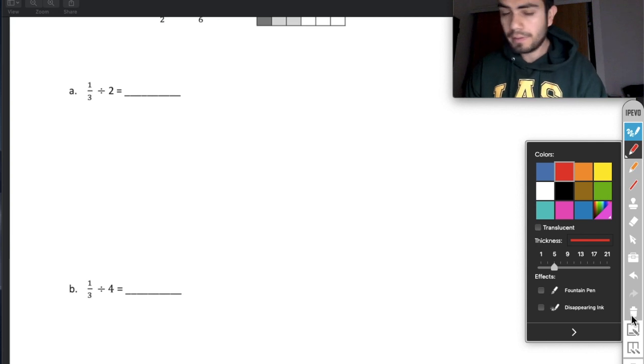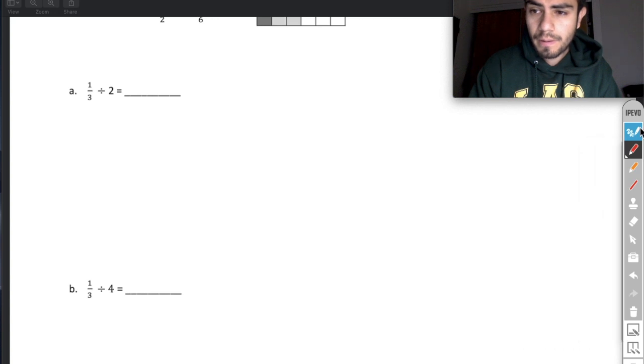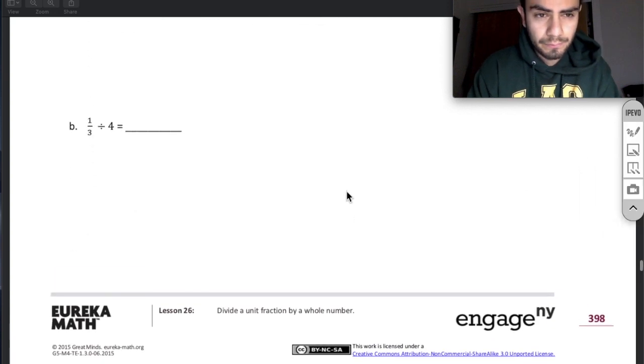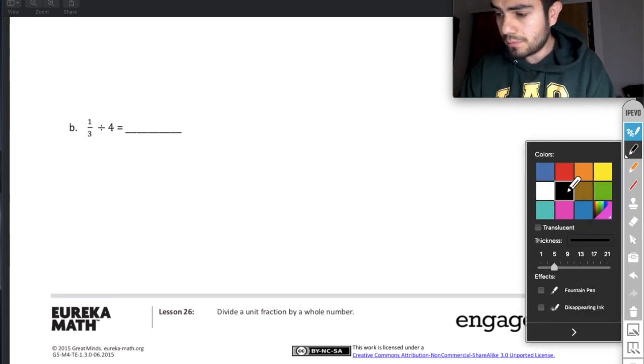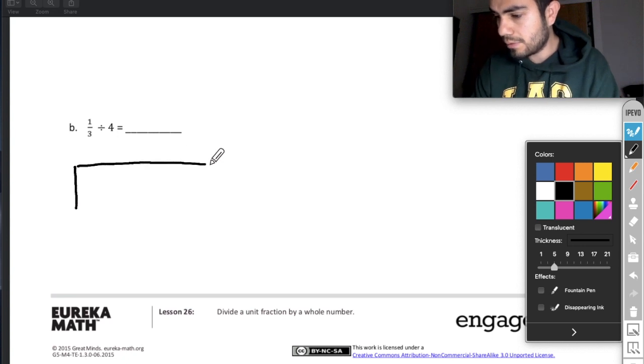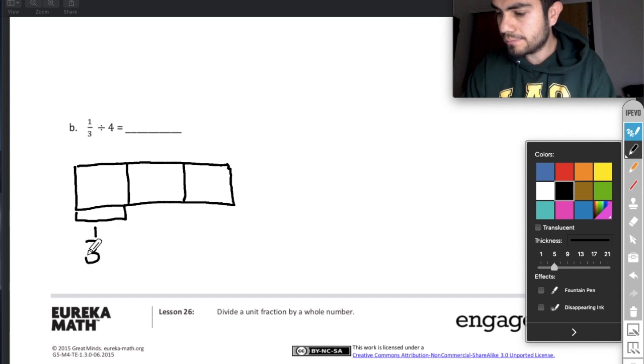Okay, so we got 1/3 divided by 4. So we're going to follow the same steps where we take our tape diagram to solve this problem. Okay, so we are going to show 1/3 on this tape diagram, like that, and 1/3 is about that much. Make sure to shade that in.